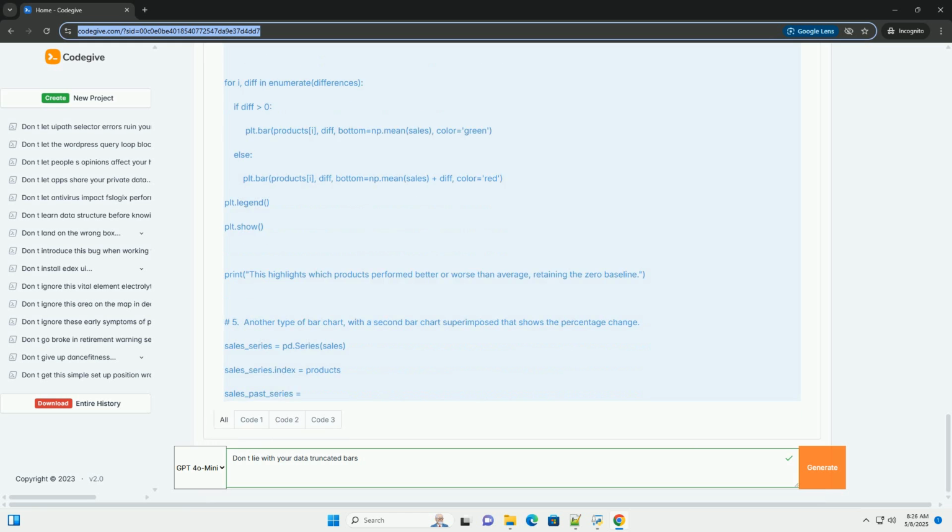Consider alternatives. Before resorting to a truncated axis, explore other visualization techniques that can effectively highlight differences without distortion. Be prepared to defend your choice. If you choose to use a truncated axis, be prepared to explain your reasoning and demonstrate that you've taken steps to mitigate any potential for misinterpretation.